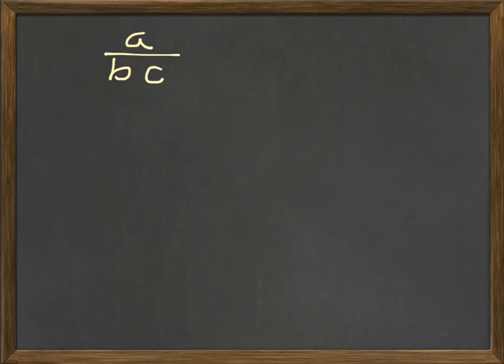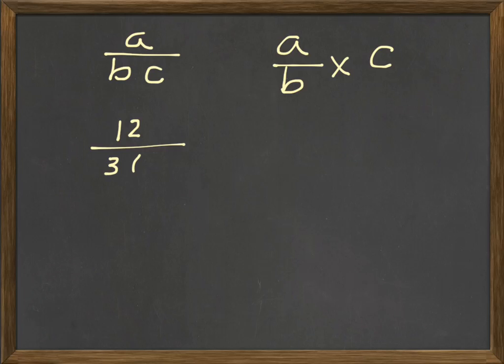What can happen on your calculator is you can end up with A divided by B times C. So let's put some numbers in there. Let's put in 12, 3 and 6.